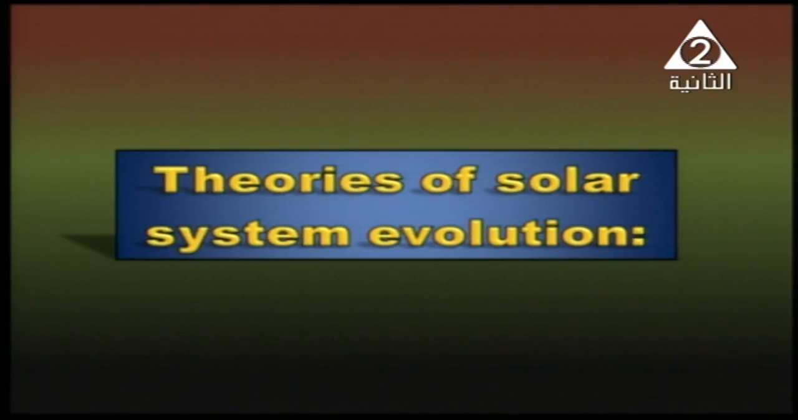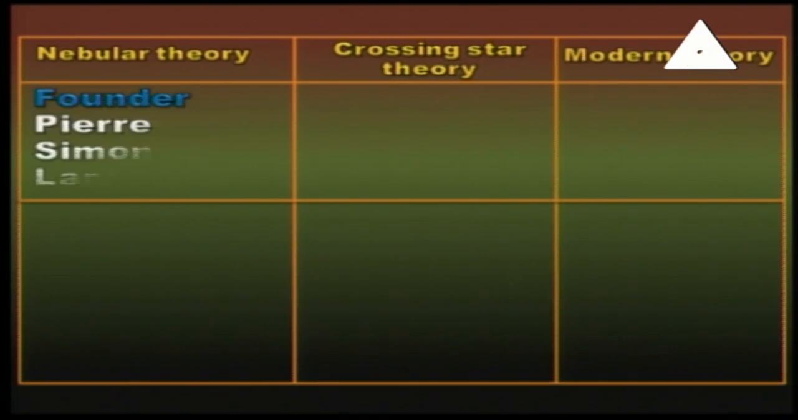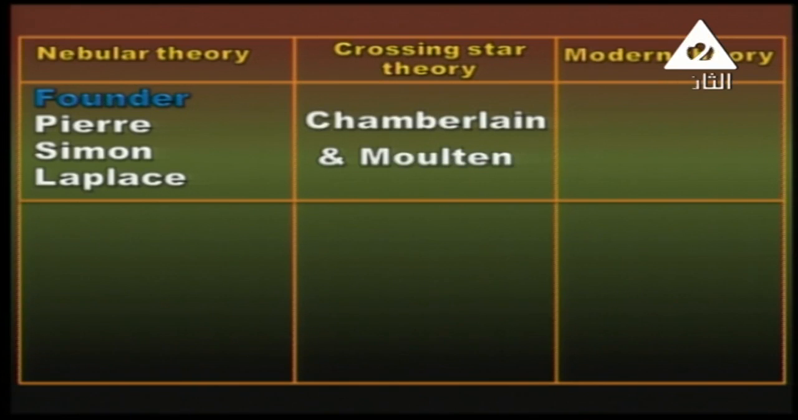Compare between the theories of solar system evolution. We have 3 theories. Theory number 1 is the nebular theory, then the crossing star theory, and the last one is the modern theory. The founder of the nebular theory is Pierre-Simon Laplace, while the founder of the crossing star theory is Chamberlain and Moulton. The founder of the modern theory is Alfred Hale.